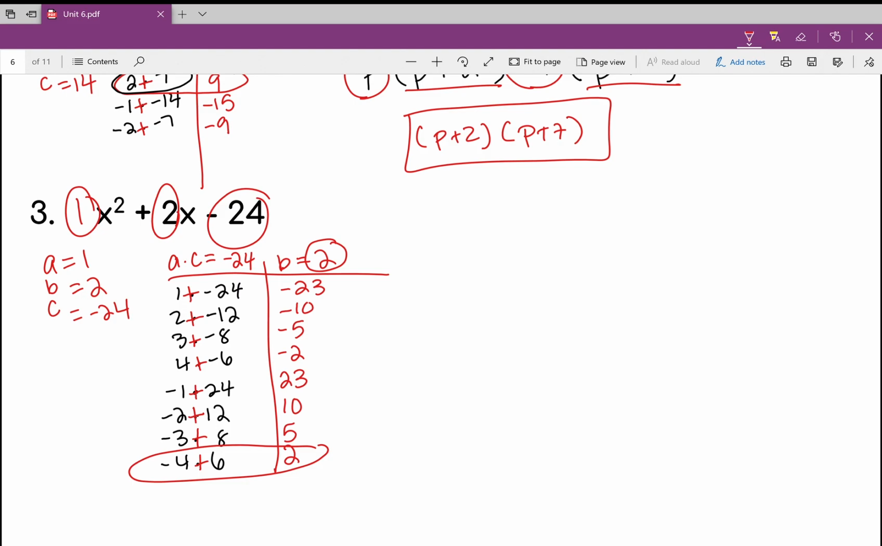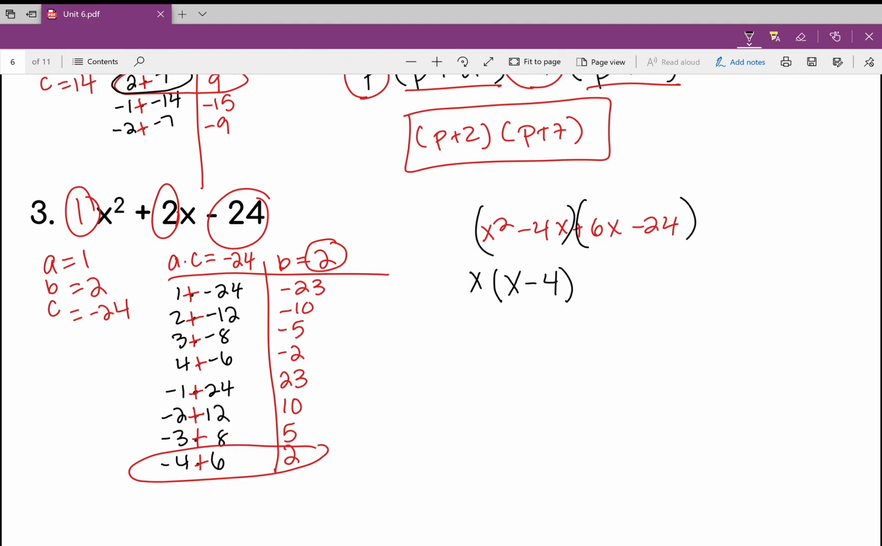Okay, so now I'm going to split up my answer. So I have x squared minus 4x plus 6x minus 24. And then I group them. And then I take out the GCF. So x squared minus 4x, they have an x in common. So x squared divided by x is x. Negative 4x divided by x is negative 4.